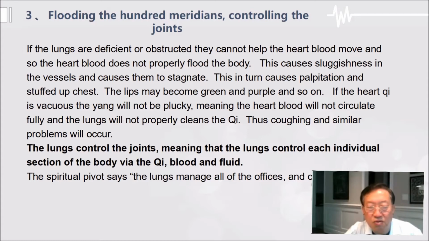If the heart qi is vacuous, the yang will not be plucky, meaning the heart blood will not circulate fully, and the lungs will not properly cleanse the qi. Thus, coughing and similar problems will occur. The lungs control the joints, meaning that the lungs control each individual section of the body via the qi, blood, and fluid. The Spiritual Pivot says, the lungs manage all of the offices and control the joints.